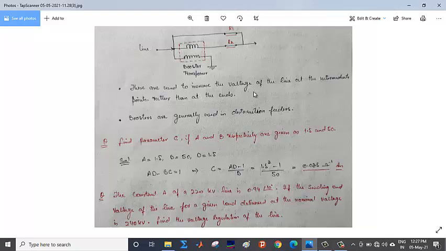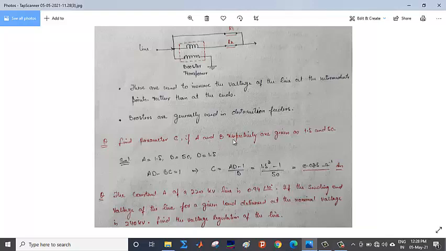These are used to increase the voltage of the line at the intermediate points rather than at the ends, as we have seen for the OLTC transformers. And boosters are generally used in distribution feeders, because in distribution feeders the voltage drop is predominant as compared to the transmission line. So this was all about the performance of transmission line. So let us try to do some more numericals on transmission line, and then we will finish it.